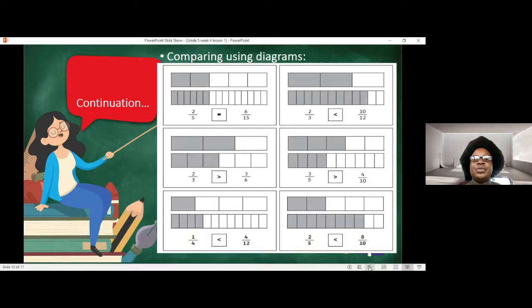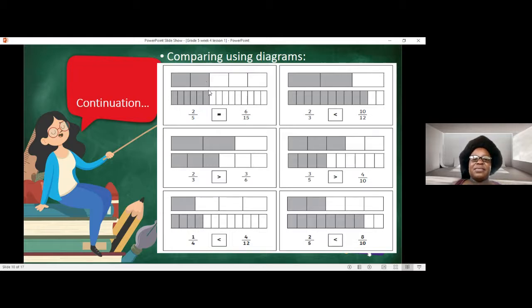Okay, so now we used circles, and now we are using rectangles to compare. So you see the diagrams, you can use any diagram as long as it's cut properly. These ones, I love them because we can see the same size of, we can say it's chocolate. The same size of chocolate, but then it's cut into different pieces. So the first one, same size but it's cut into 5, and then same size but it's cut into 15. So the first one is 2/5, and then the next one is 6/15.